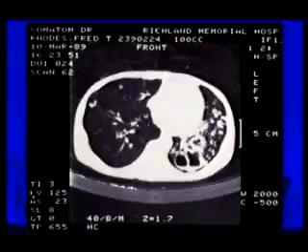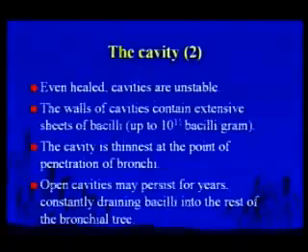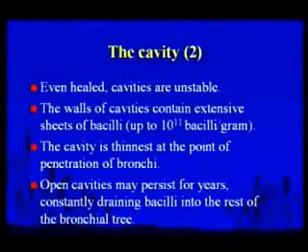But the cavity can be thin-walled, and it turns out that even healed cavities are unstable. The reason is that, by definition, since they're part of the lung, you're going to have airways or bronchi that go into them, at least potentially, so that at these points they're unstable. And the walls of cavities, we talked about how 1 in 10 to the 5 to 10 to the 7 bacilli are resistant to one organism, and I think the figure that I gave you is 1 in 10 to the 9 to 10 to the 10 was resistant to 2.